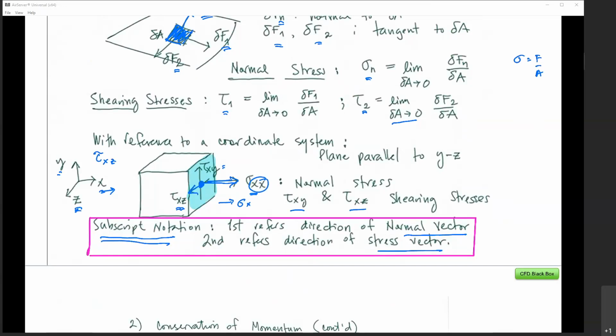Similarly, for tau xy, the first one is x, because it is sharing the same element where the normal stress is moving in the x direction. And the second one is y, because it is moving towards the y direction. So that's the subscript notation.